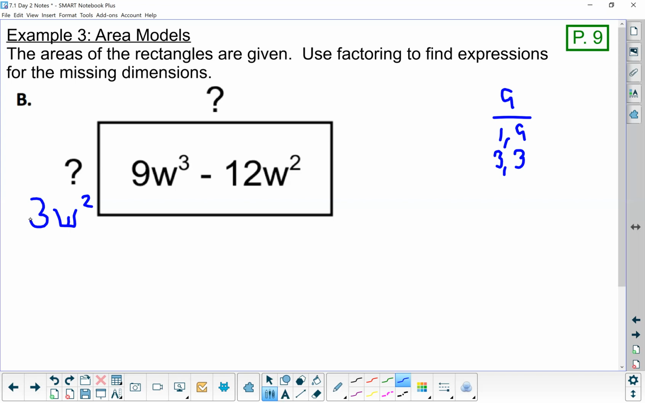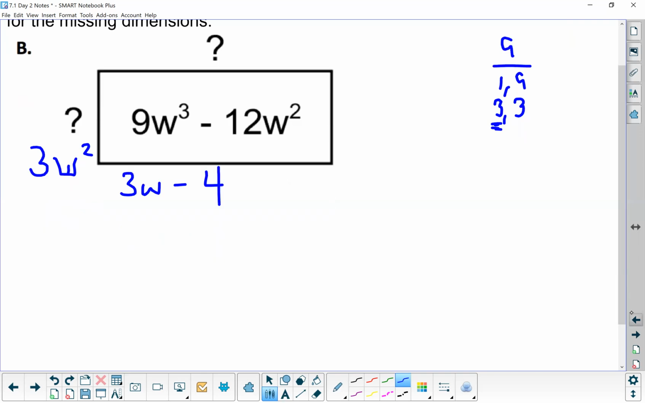What is 9 divided by 3? Right. It's 3. I had w to the third. I took out 2 of the w's. I'm left with just w, or w to the first power. 12 divided by 3, 4. And again, I had the w squared, but I factored it out. Questions there? So far, so good.